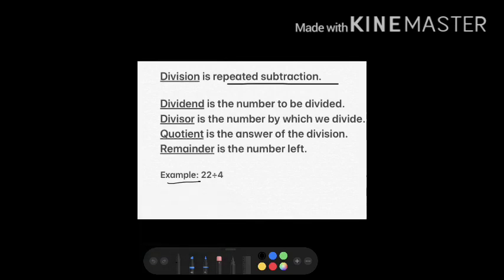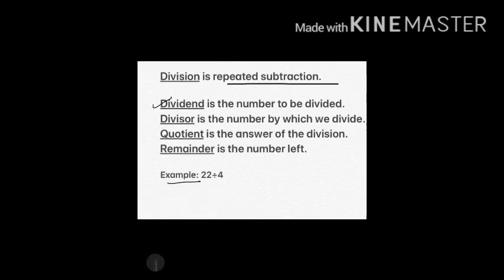First is dividend. Dividend is the number to be divided. The main number which we are working on, that is dividend. Second is divisor, the number by which we divide. Third is quotient. Quotient is the answer of the division. Fourth is remainder. Remainder is the number left behind.